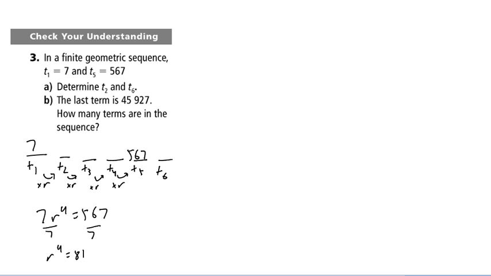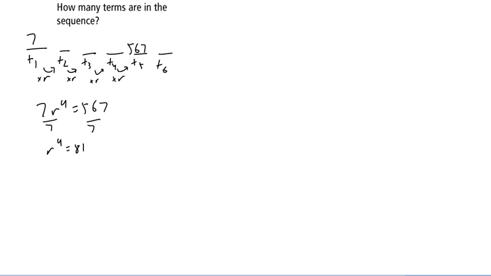I'm going to take the 4th root of both sides, and I get the absolute value of r equals 3. So r is going to equal positive or negative 3, which seems kind of weird, but let's see how that works out. So we've got two possibilities here.